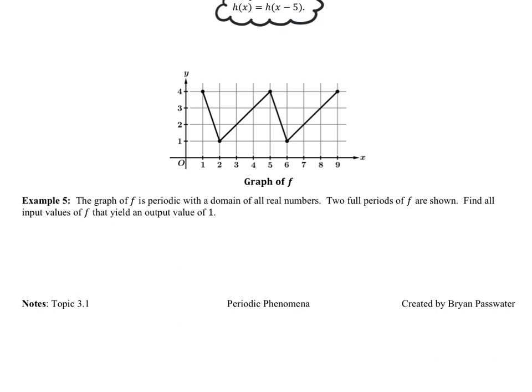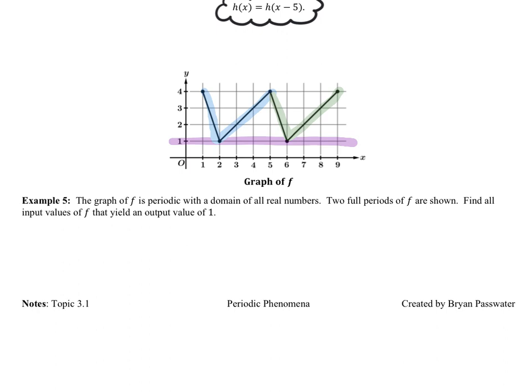Find all the input values of f that yield an output of 1 unit. Okay. It's a lot of things that we don't understand yet. I get it. Here's 1. How many times in my 2 periods did I touch 1? 2 times, okay? And since there are 2 periods shown, I'll highlight each of the periods. So this is 1 period, and this is another period for this function.